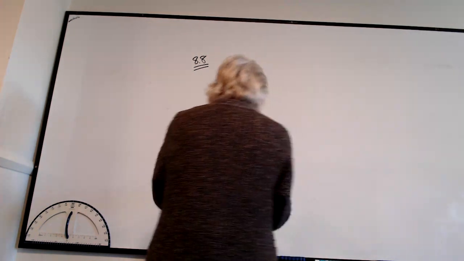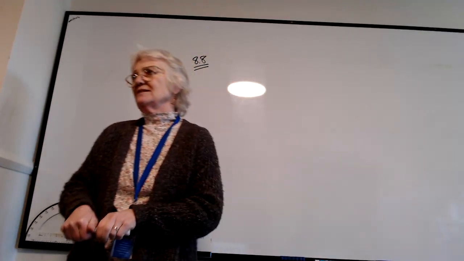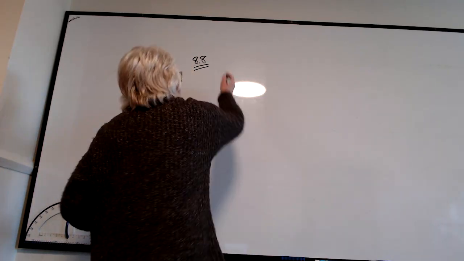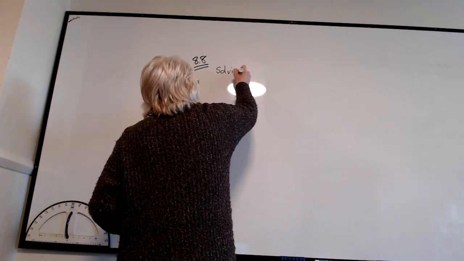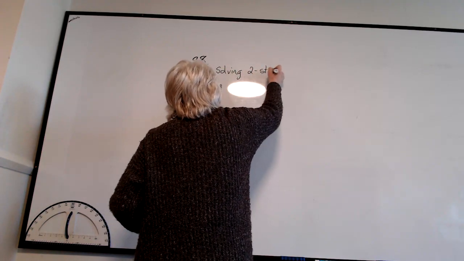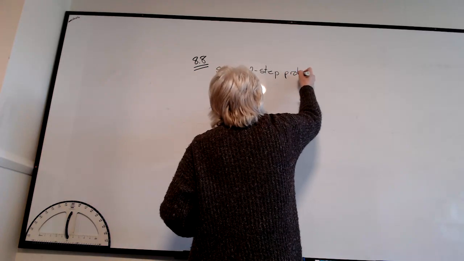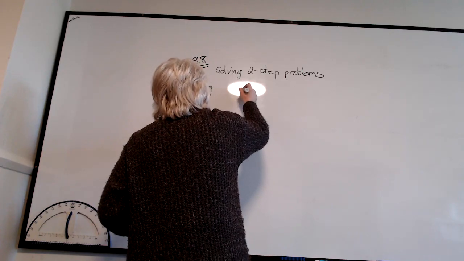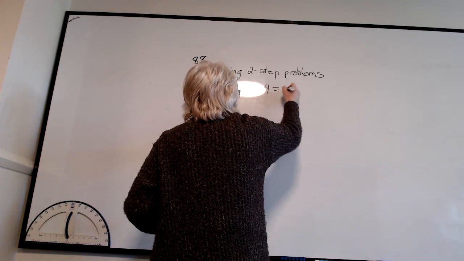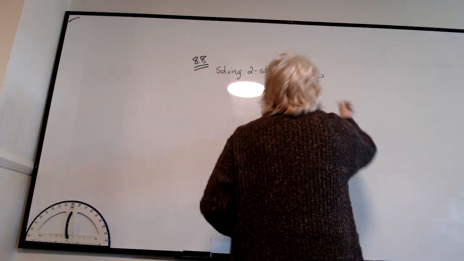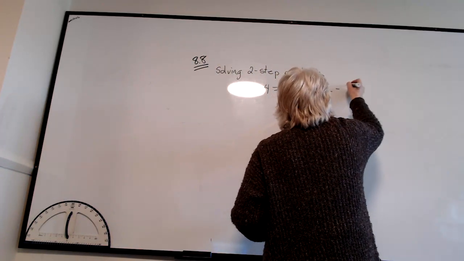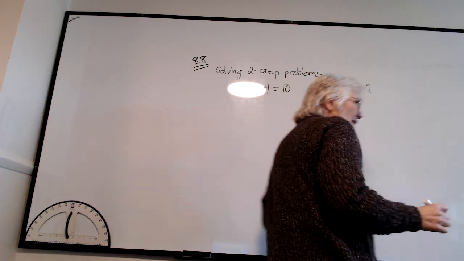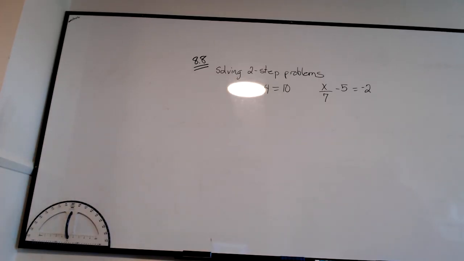Today we are solving equations again. We're going to work more on solving equations. This is called solving two-step problems. So they're equations like this: 3x + 4 = 10, or it could be x/7 - 5 = -2. Those are equations that we're looking at solving.